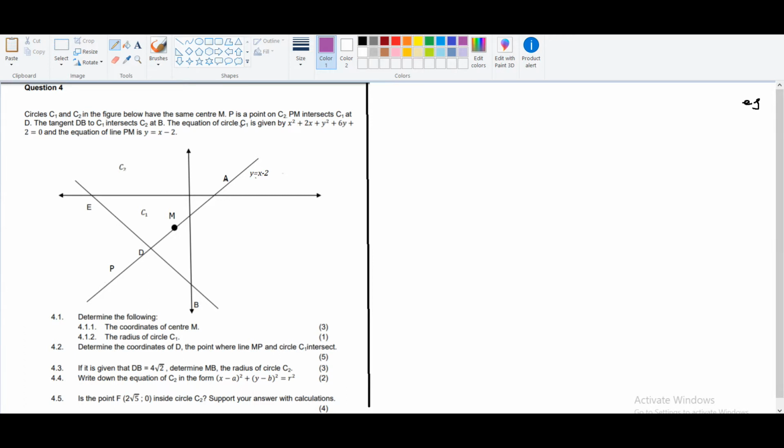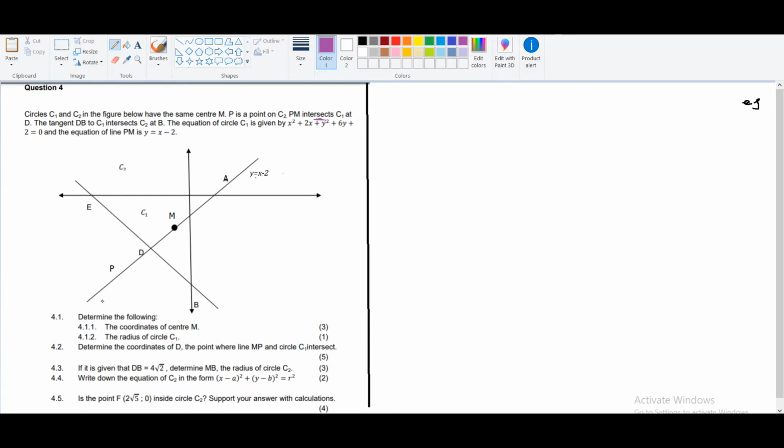Now, what else? P is a point on C2, right? So that means those two circles, one of them has P as its point, right? And then what else? P is a point on C2, and then PM intersect C1 at D, right? So now the language of maths is coming to haunt you. The word intersect, what are they trying to tell you? That means they meet at that point, right?